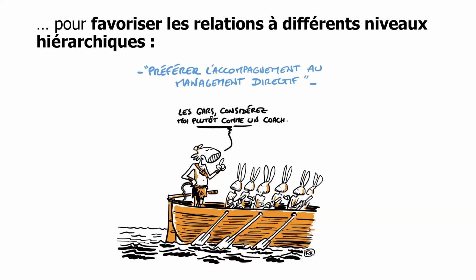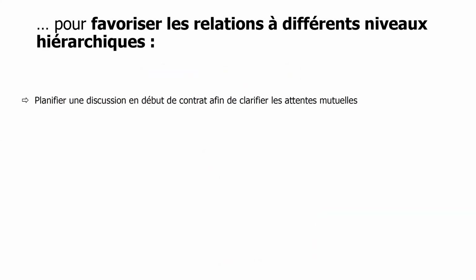Another topic is the hierarchical relationship and how to improve it. I hope we all agree that slavery is over. So to have a great hierarchical relationship, it's important to discuss, because sometimes we all think that we are on the same page, and at one point there is some conflict because by the end, we are not on the same page. So a good way to avoid that is to discuss at the beginning of the contract.